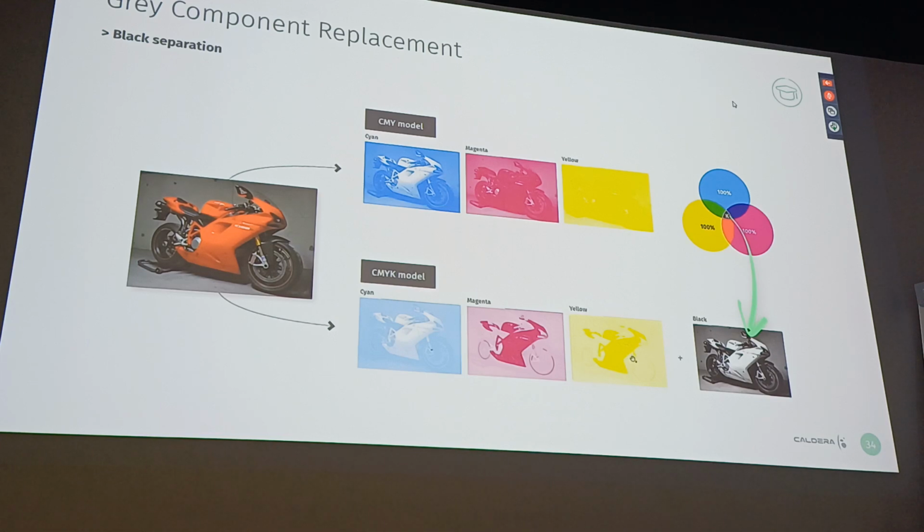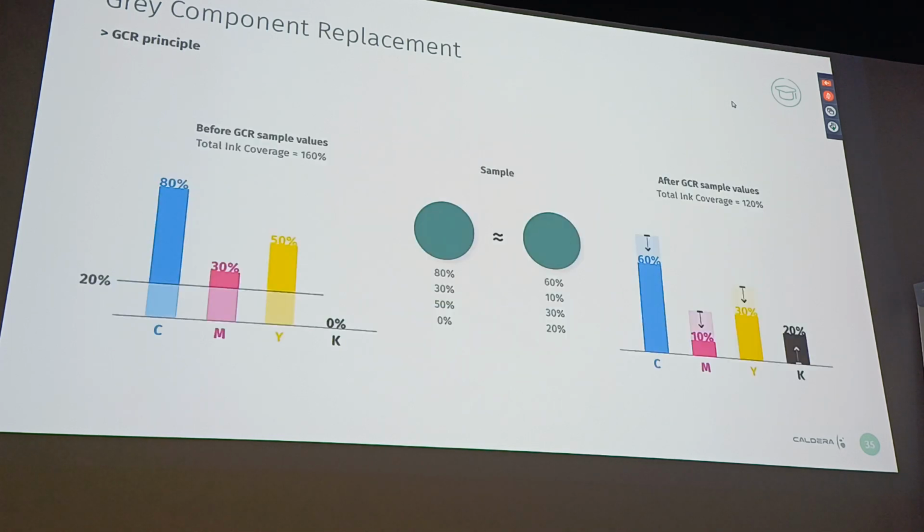As you can see here, this is color separation without black. You can see that we have a lot of cyan, a lot of magenta, and a lot of yellow because we have a lot of gray area and black area. But if you add the black, you can see that we are using less cyan, less magenta, and less yellow. So this is what GCR is about: basically, replacing cyan, magenta, yellow components by black components.